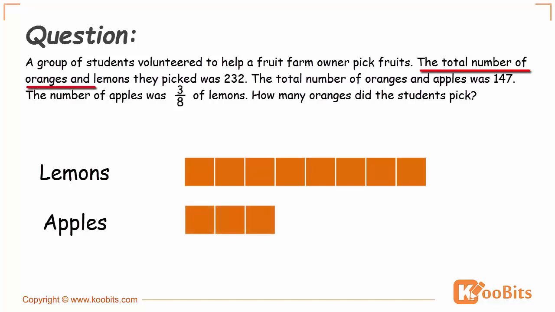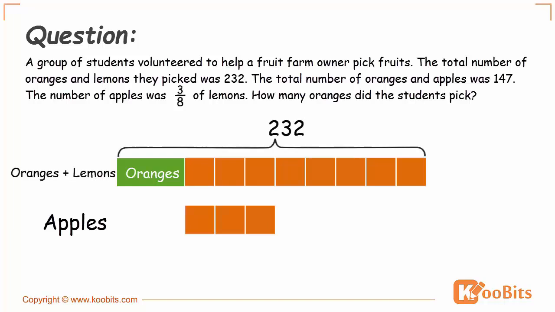The total number of oranges and lemons they picked was 232. Let's use another rectangle to represent the number of oranges. Can you see that the number of oranges plus 8 units is equal to 232?